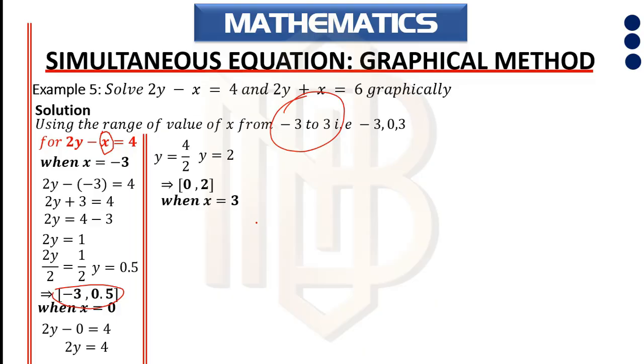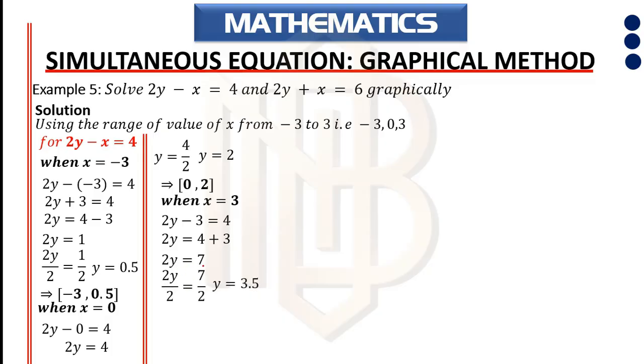And when x is equal to 3, what you do is you put the value of x in place of x in the equation. After putting that, you have 2y equals 4 plus 3. So that means 2y equals 7, which means y is 3.5. So we have another point, that's (3, 3.5).